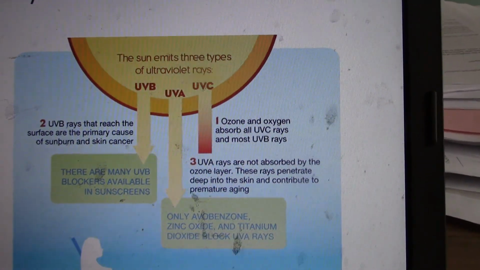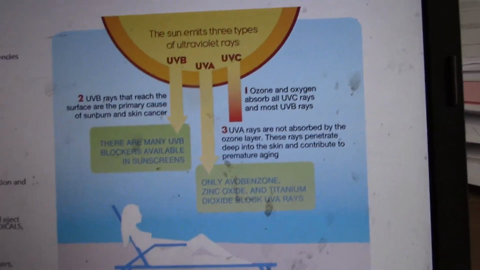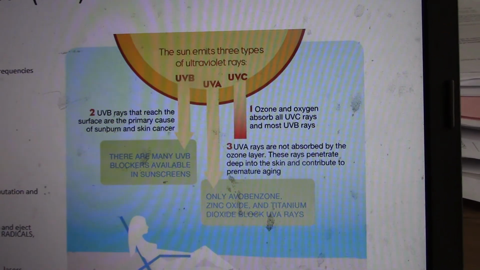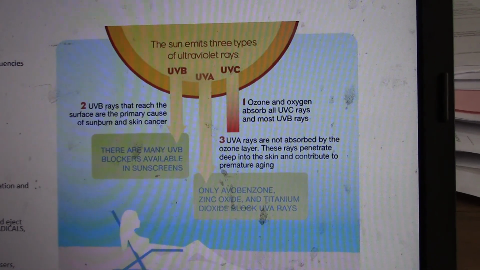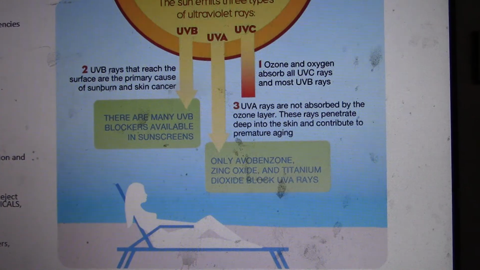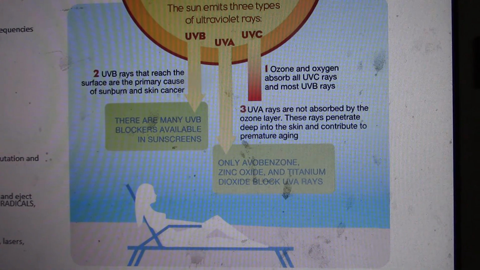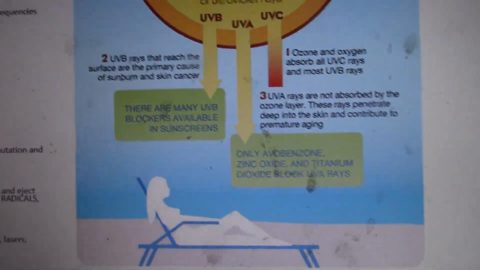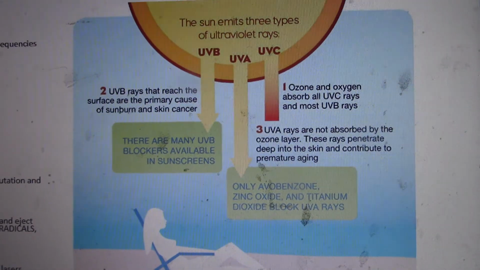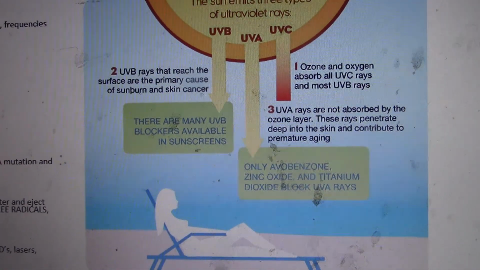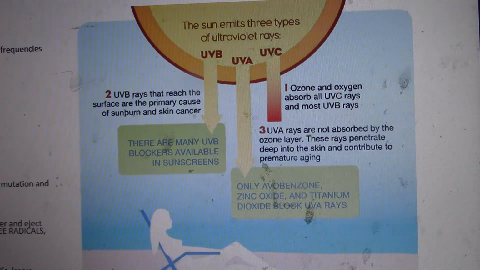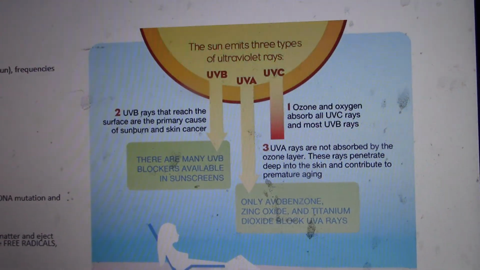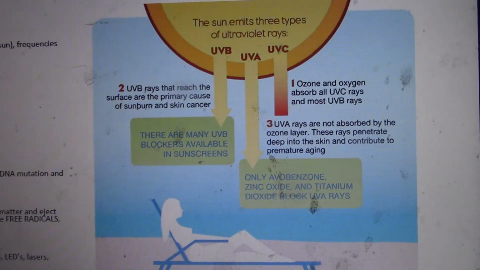So UVA, UVB, and UVC, you have different types of sunscreen that absorb these things. So UVC is absorbed by the ozone layer. UVA is not absorbed by the ozone layer. And the UVA can penetrate deep into the skin. So you can see different types of molecules that can actually screen those in our sunscreens. Avobenzone, zinc oxide, titanium dioxide. So you want to have at least one of those in a sunscreen.